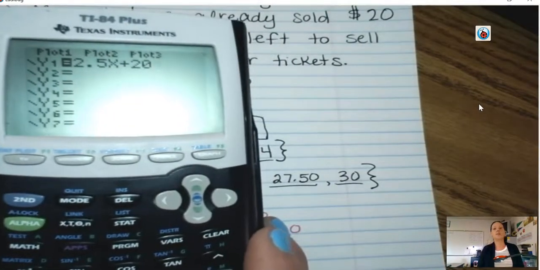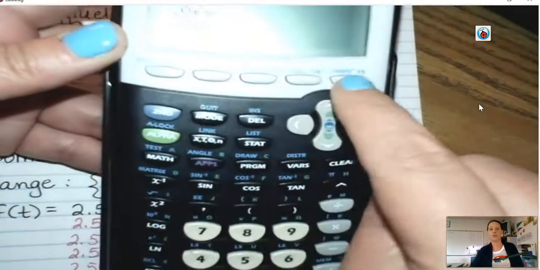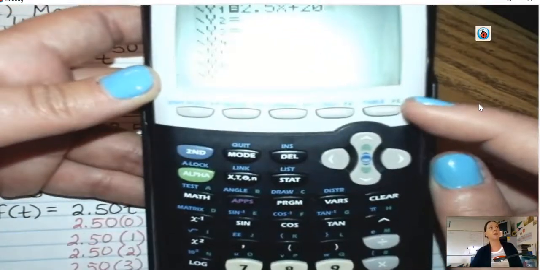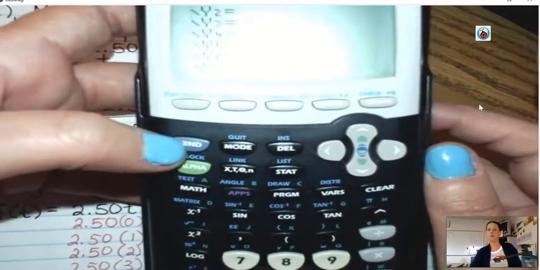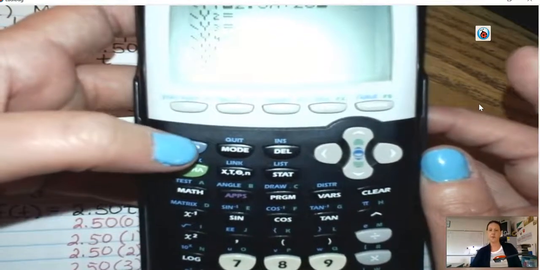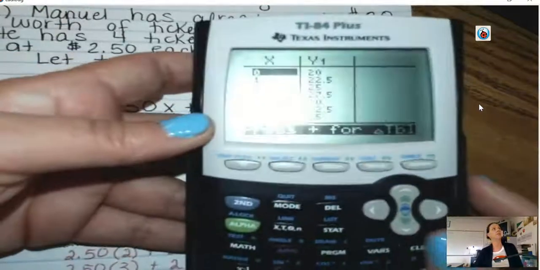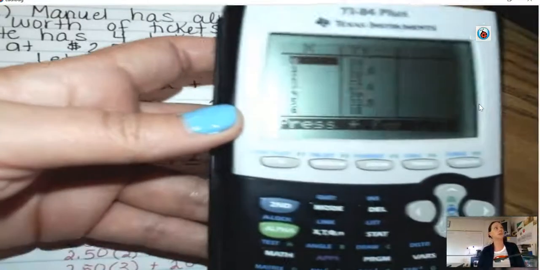So put that into your graphing calculator. Then we're going to go into the table. The table function is right here where it says graph. It's right above the word graph in blue. So since it's in blue, you have to press the blue button first, the second key. So hit second and graph, and you'll get a table. Sorry, it's really hard to see with that glare.